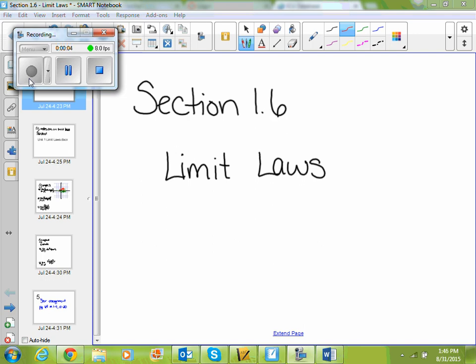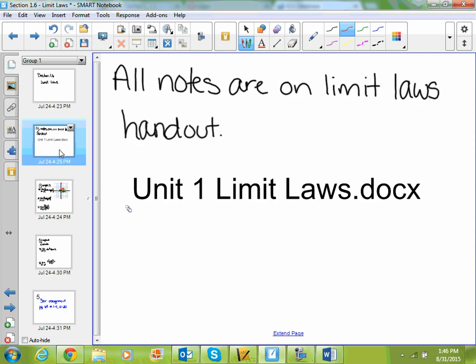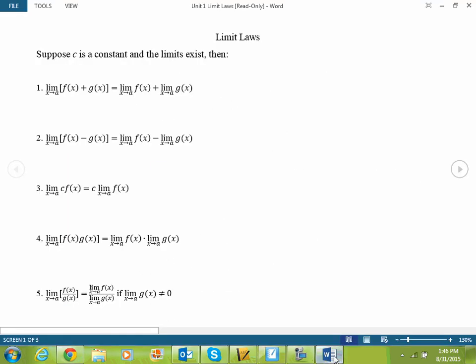Okay, so today we're going to keep going over limits by going over some different limit laws that we have. All of your limit laws are on a handout that was given out, so you can refer to that on your test and for today's assignment. It will be helpful because there's quite a few of them.